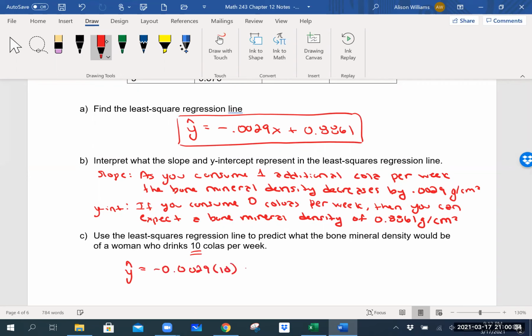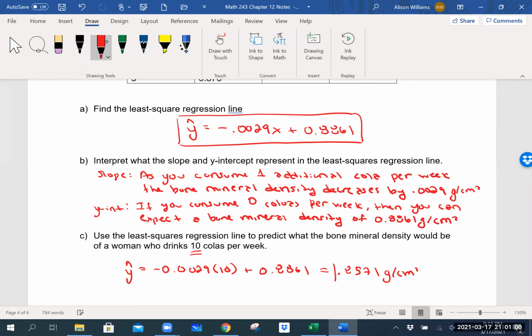Times 10 plus 0.8861. All right, so I'm going to plug that into my calculator because I did not have this ready. That's fine. My dog is sighing at me because she can't believe I didn't have it ready. There we go. I'm getting 0.8571. All right. Grams per centimeter squared.